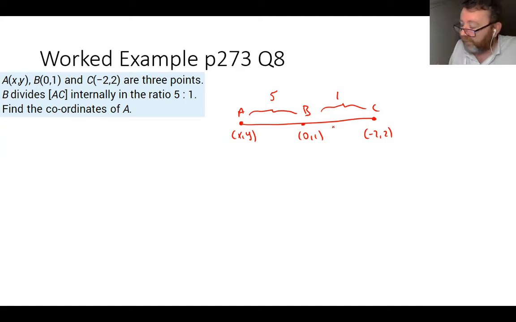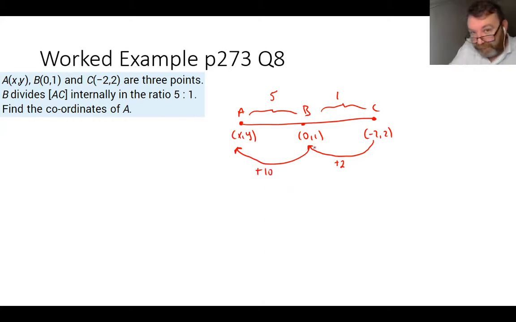So think about that. Let's look at the x's. The x's go from minus 2 to 0. So that's an increase of 2 going that way. This is going to be 5 times greater, so that's going to be an increase of 10. See? To keep the ratio the same. So if the x values increase by 2 going to the left between B and C, then they will increase by 5 times that, which is 10, going from B to A. So straight away, x is equal to 10.